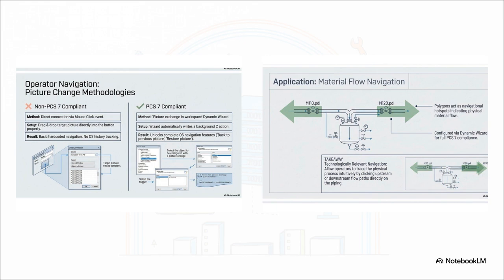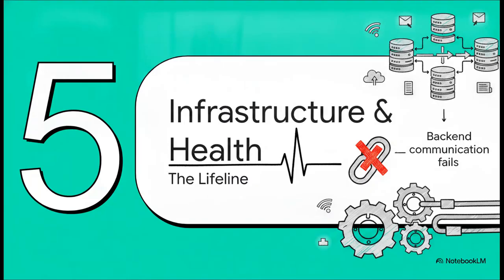This automatically writes a compliant background C action that unlocks the full suite of OS navigation features, like jumping back to previous picture. Plus, if you apply this compliant navigation to those tube objects we talked about earlier, operators can intuitively trace the physical flow of material just by clicking upstream or downstream flow paths right there on the piping. It's incredibly smart.